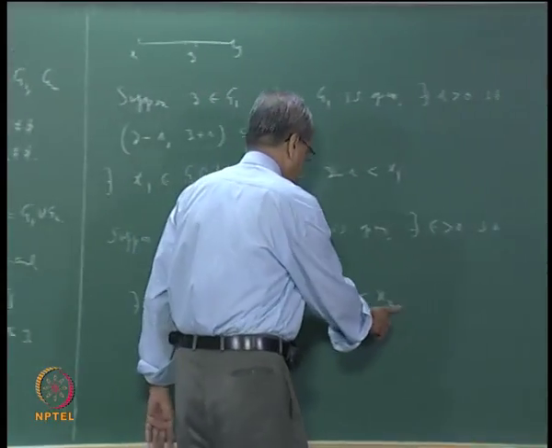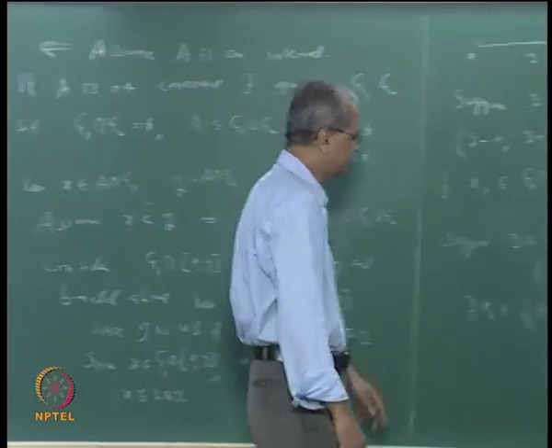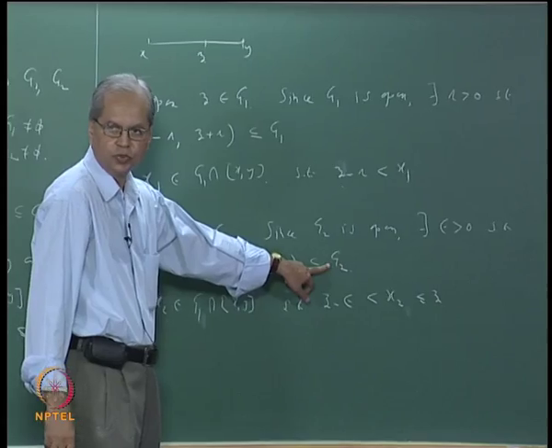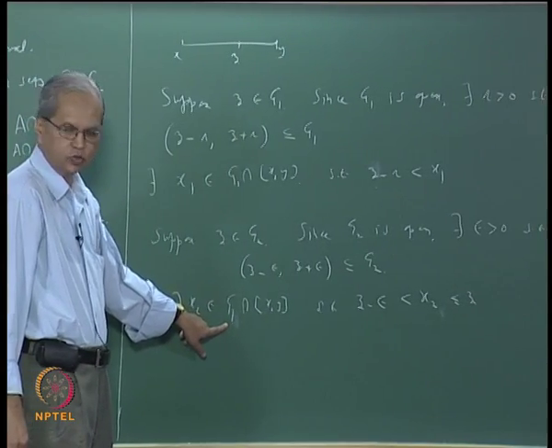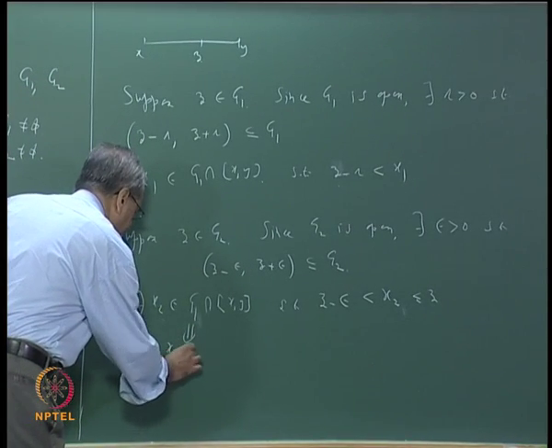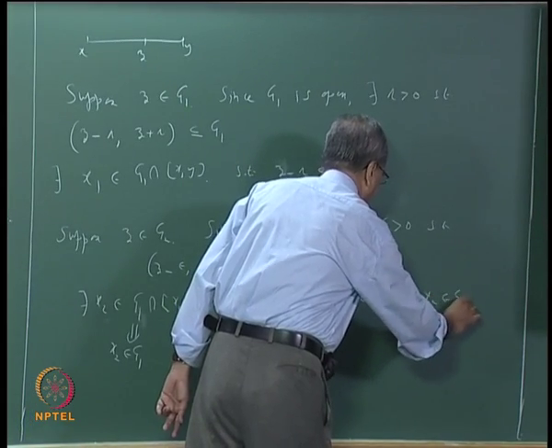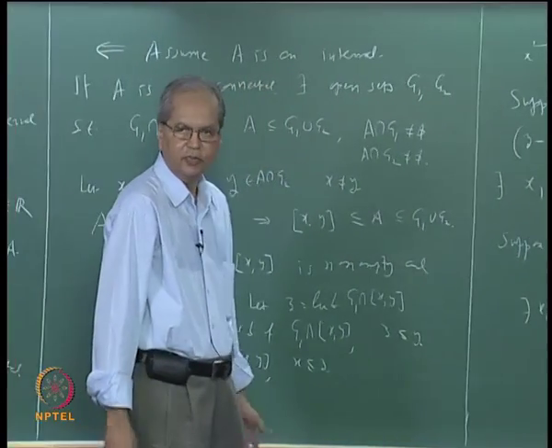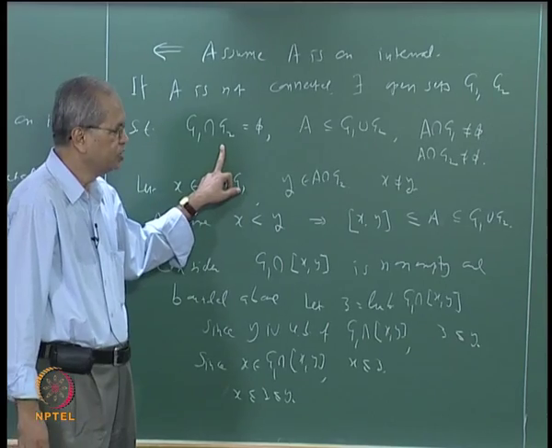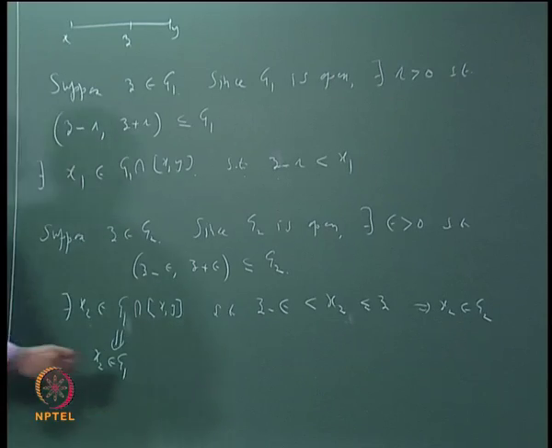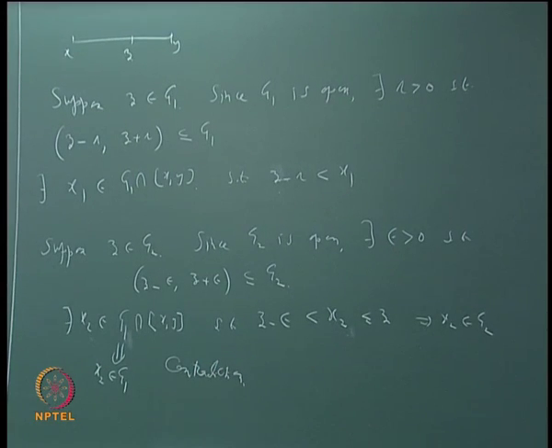Of course x2 is less than or equal to Z, because x2 is in this set and Z is the least upper bound. In other words, this x2 belongs to the interval which is completely inside G2. And also x2 belongs to G1. So x2 belongs to G1, and that part implies that x2 belongs to G2. Now this cannot happen because G1 intersection G2 is empty. So Z belongs to G2 is not possible. This is a contradiction.